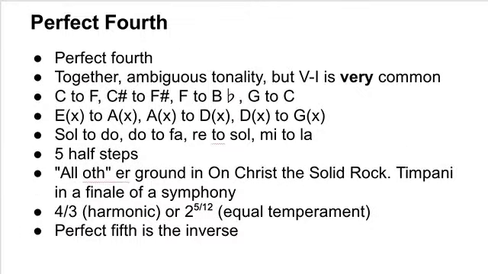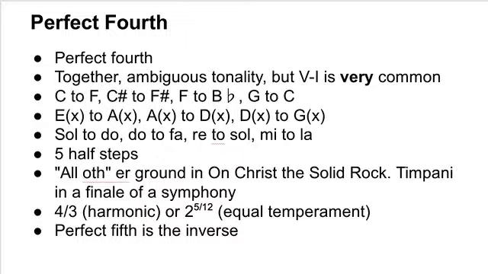The next interval is a perfect 4th. The sound of it is resonant, but it's ambiguous tonally. You can't tell whether this is a major chord or a minor chord. But that interval is used quite a lot in melodies. This is sol to do, or going from the 5 chord to the 1 chord. Examples would be C to F or C sharp to F sharp, F to B flat, or G up to C.